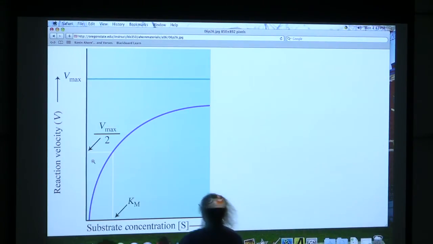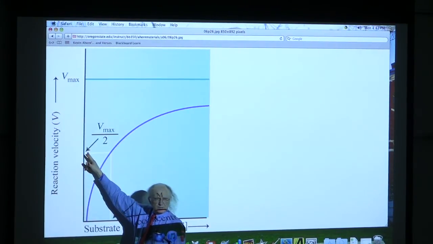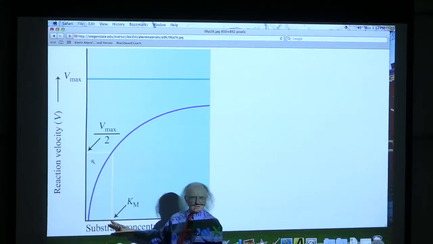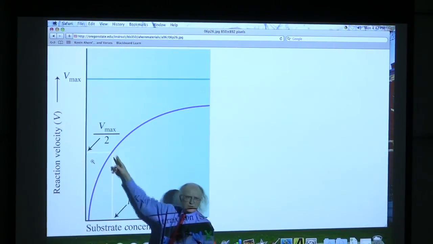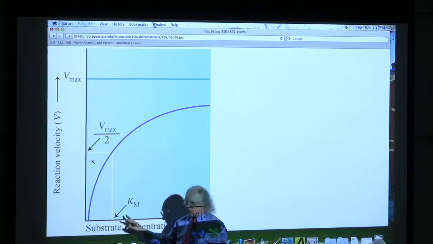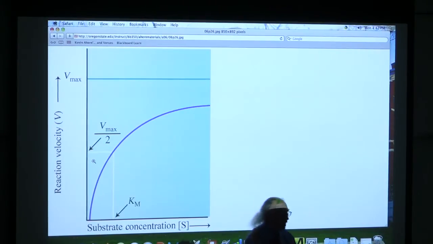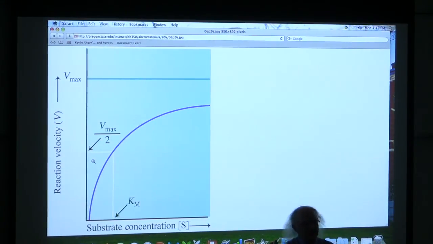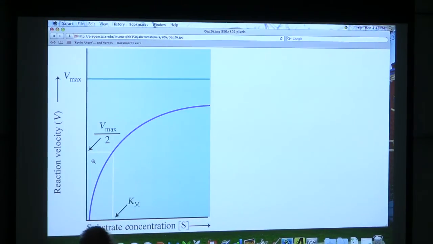Well, once I've determined Vmax, Vmax over 2 becomes pretty trivial to determine. And this turns out to be really useful for us. If I measure the substrate concentration that it takes to get to Vmax over 2, I have just determined what Km is. Km is a substrate concentration. It is that substrate concentration that causes the enzyme to get to Vmax over 2. I'll repeat that. Km is the substrate concentration it takes to get the enzyme to Vmax over 2.